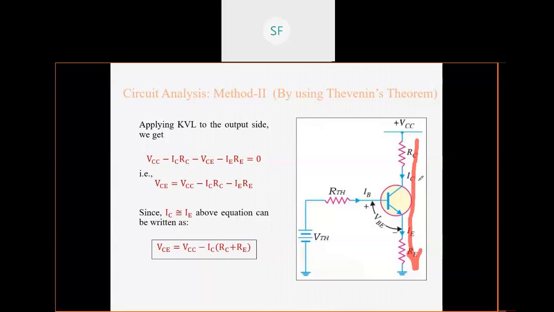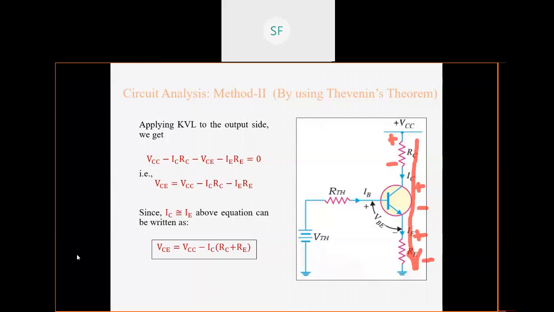Suppose I have applied KVL in this particular downward direction in this loop. So again same, here also VCC will come positive, then this drop will be minus IC RC, then this is VC plus, minus VC, and the last one is this, plus minus I into RE. Same.